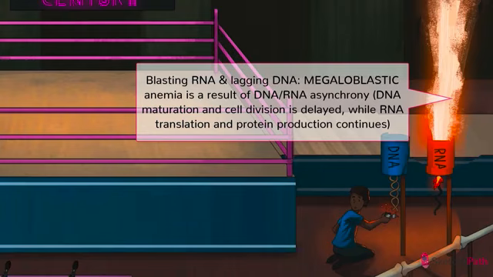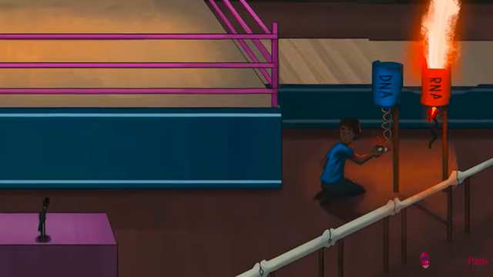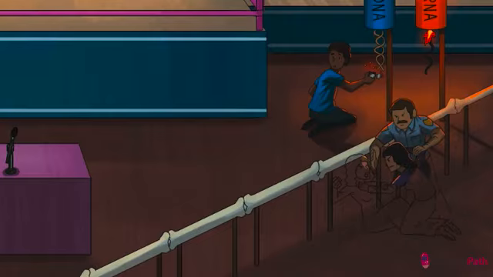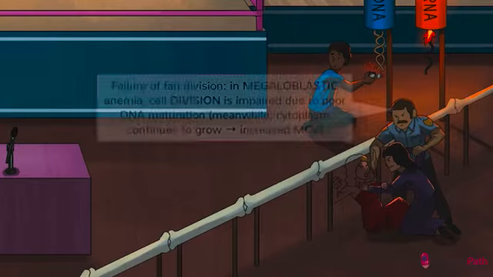Throughout this sketch, we're going to be messing with nucleic acid synthesis in various ways, thus interfering with DNA maturation and cellular division. What results is a kind of DNA-RNA asynchrony, where DNA is lagging behind, while RNA translation and protein production in the cytoplasm continue. Over in the audience, behind the bone fence, let's show what this means for the bone marrow. Starting with the developing red blood cell.